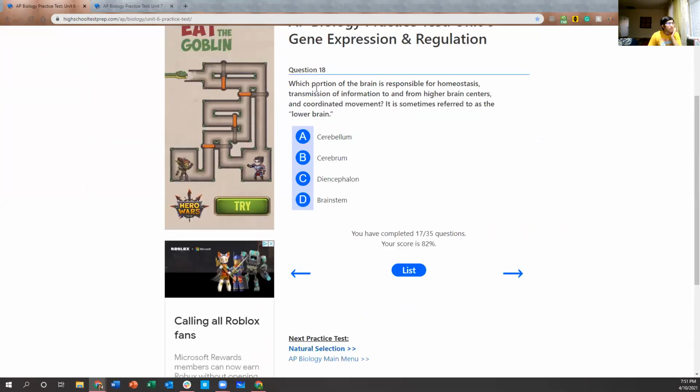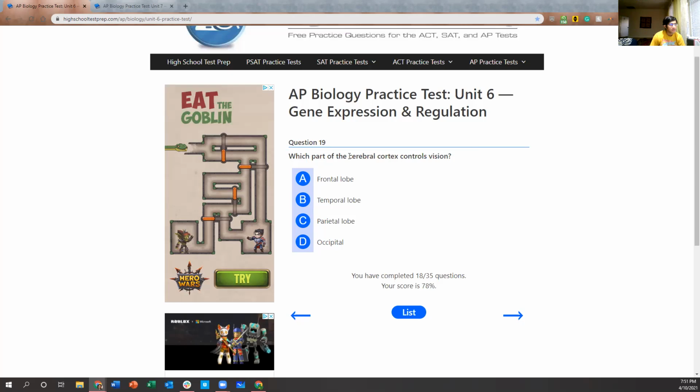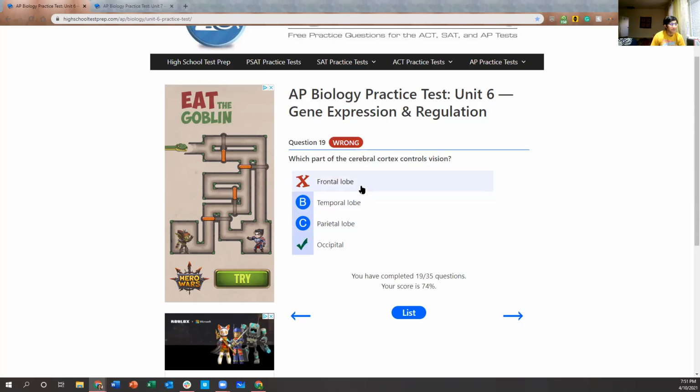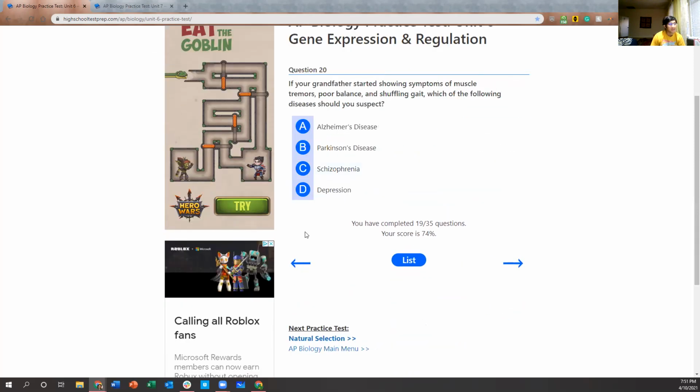Which portion of the brain is responsible for homeostasis? I don't think we need to know this, and I honestly don't know this. I think it's the cerebellum, but I don't know. Brainstem. Okay, yeah, I don't know this. We don't need to know this for the test. Cerebellum controls vision. I have no idea. Frontal lobe. Yeah, no, occipital. Forget about it.